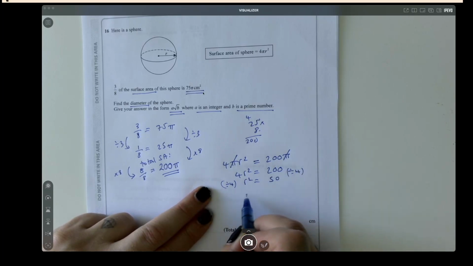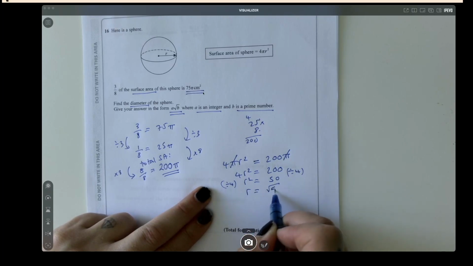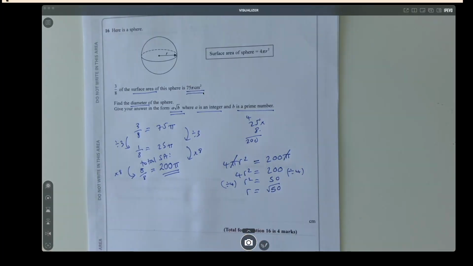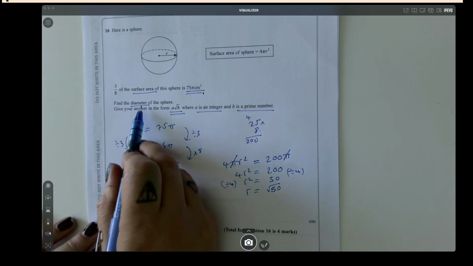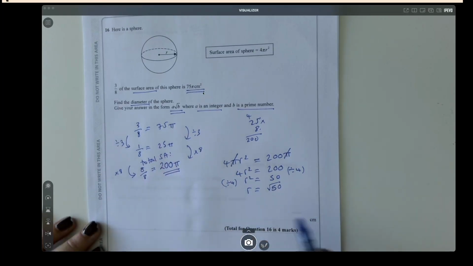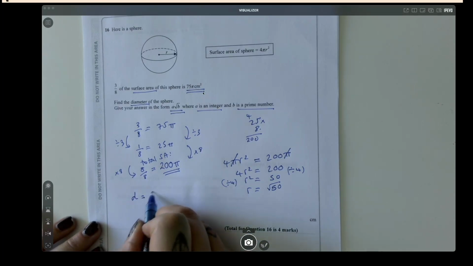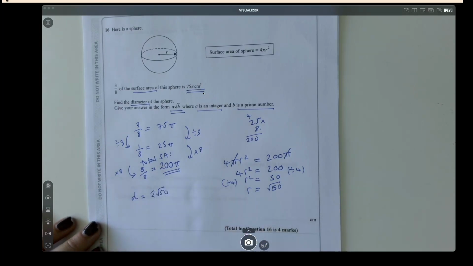And then we just want the radius itself. So the radius is the square root of 50. Now, if the radius is the square root of 50, we want the diameter. The diameter is double the radius. So the diameter is 2 root 50.